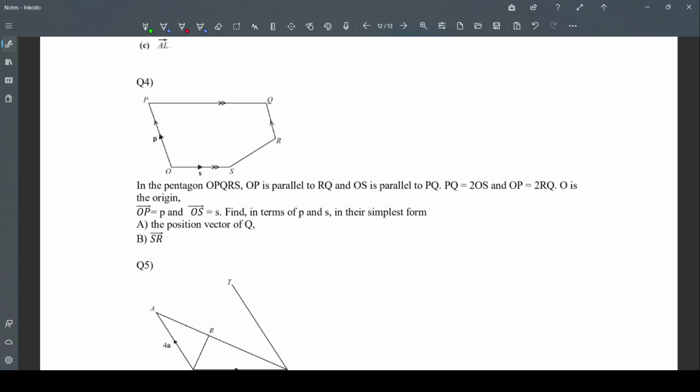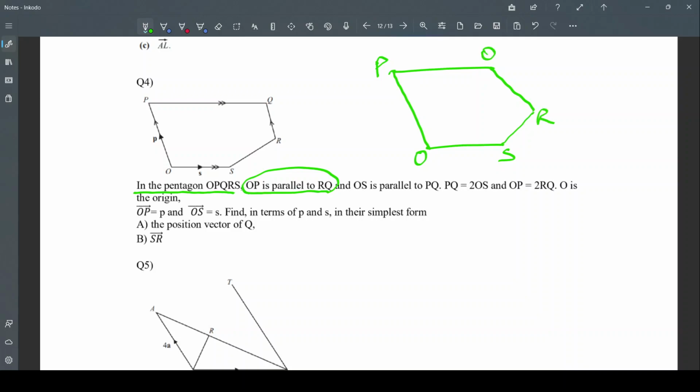This is a pentagon because it has 5 sides. OP is parallel to RQ. Okay, let me draw the diagram for you, it will be easy for you. This is a pentagon, a 5-side figure. So this is P here, this is O here, this is S, this is R, this is Q.